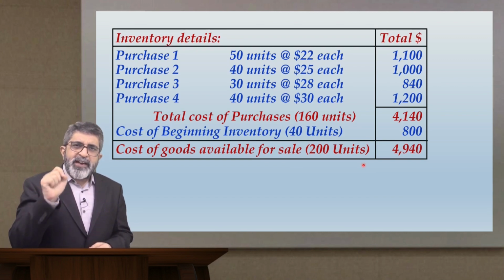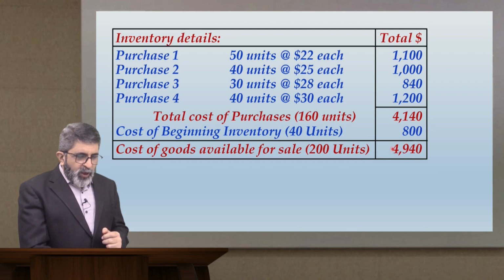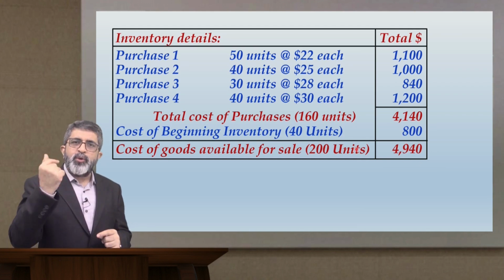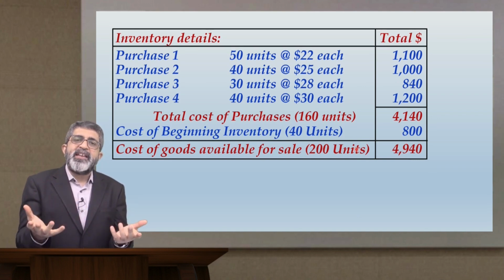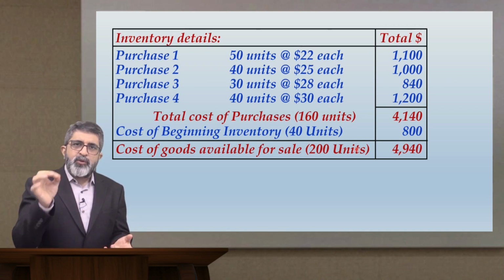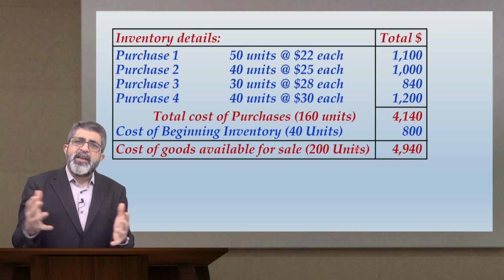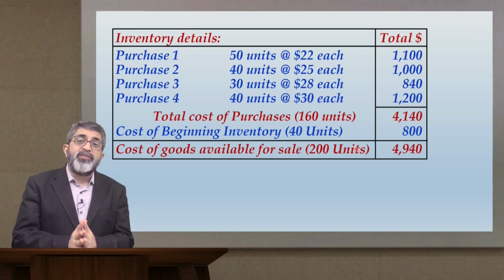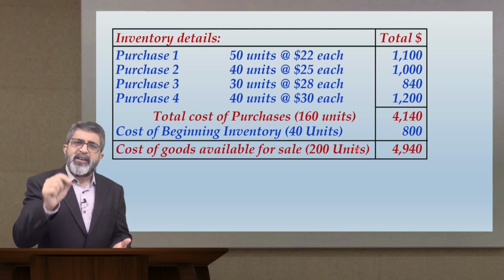So when we say weighted average cost method, the idea is very simple. $4,940 is the cost of 200 units. So you divide $4,940 by 200 units, you will be getting the weighted average cost per unit. That weighted average cost, when you multiply with the closing inventory or ending inventory quantity, you will be getting the cost of the closing stock at weighted average cost method.